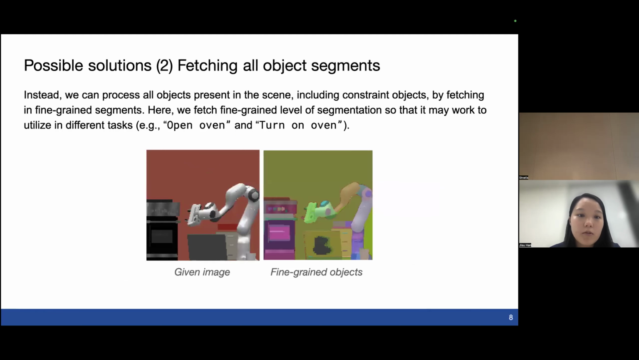For the second possible solution, we can consider fetching all object segments. For the robot to perform in a multitask manner, it usually needs to fetch fine-grained segments so that it can handle multiple tasks. For example, given the image, if we want to open the oven, it has to focus on the oven knob. And if it wants to turn on the oven, it has to focus on the oven buttons. To consider these different details of segments, we have to fetch fine-grained segmentations, as presented on the right.